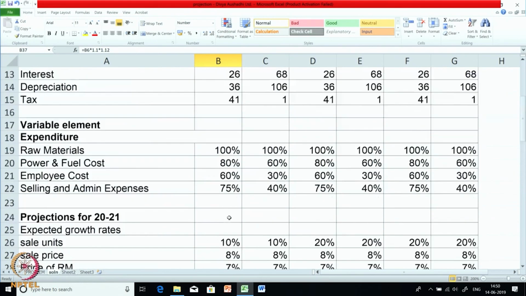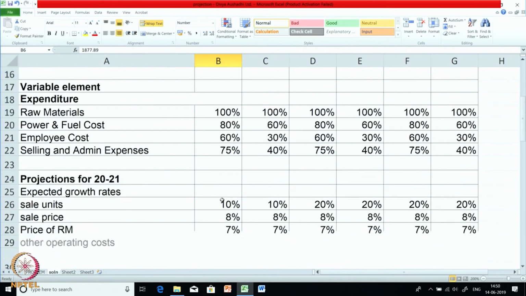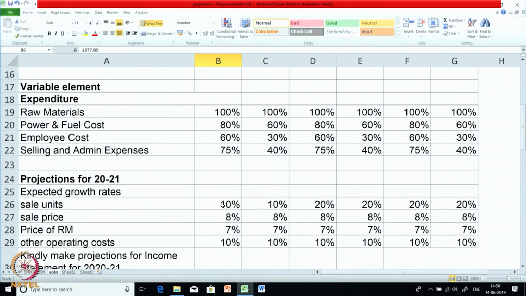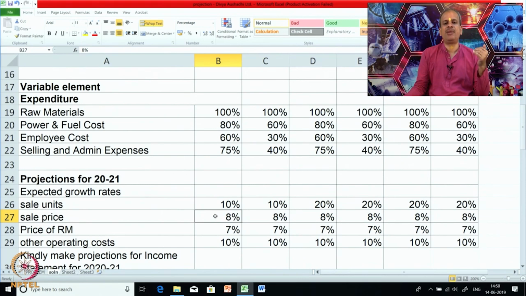So for calculating sales, we will take the current sales, then look at the changes. Now both sale units and sale prices are changing. So give the impact of sale units. Sale units are increasing by 10%, so we can multiply the original sales by 1.1, and sale prices are increasing by 8%, so multiply by 1.08. Like that, proceed for every item. Getting it?